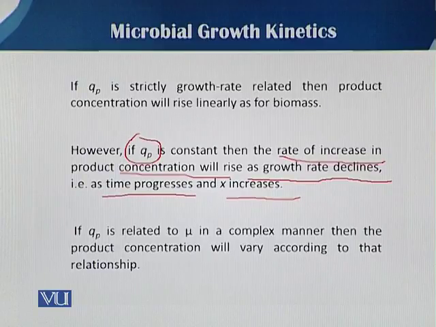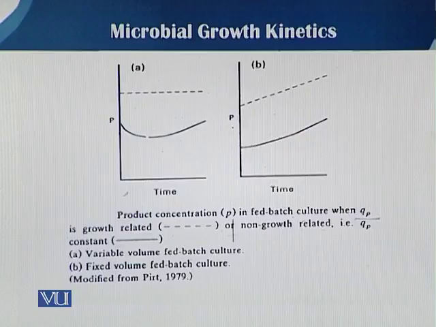So easily we can understand here how the product quotient, or rate of product formation, is affected by x. If Qp is related to mu, the specific growth rate, in a complex manner, then the product concentration will vary according to that relationship. In this picture you can see two different relationships, A and B. A deals with the variable volume and B deals with the fixed volume, and both diagrams are as modified and reported by Pirt in 1979.